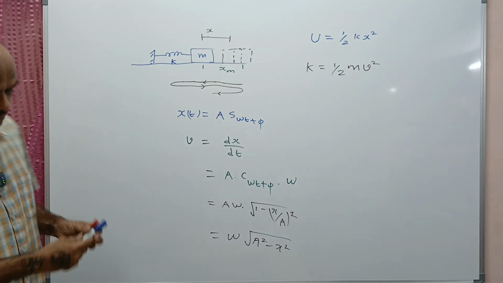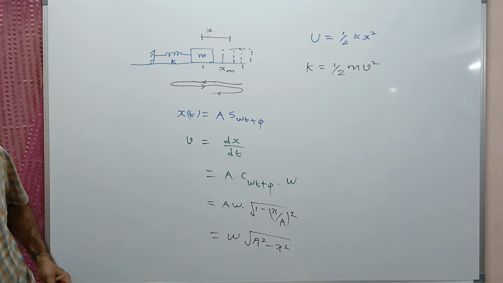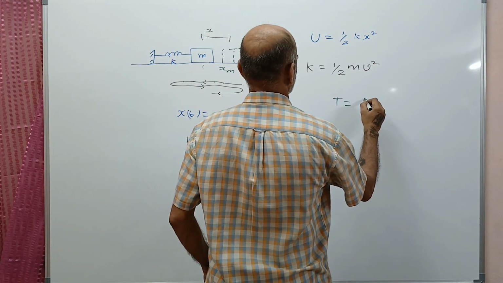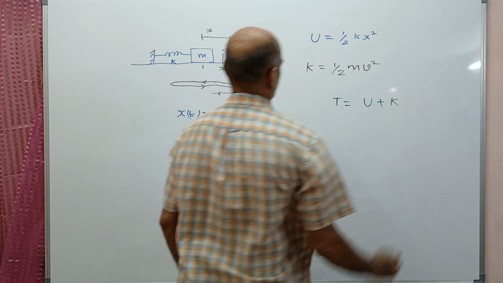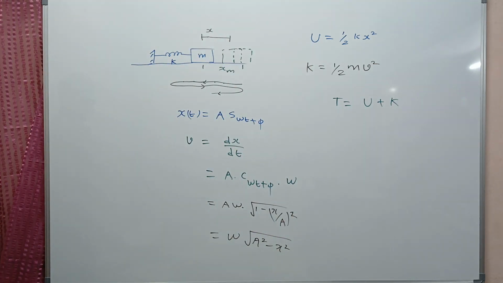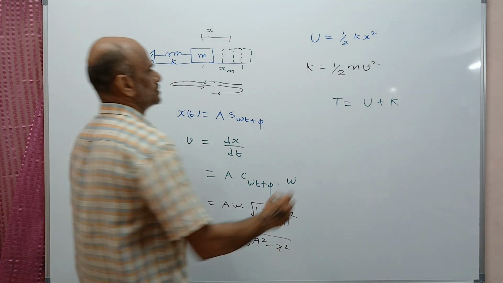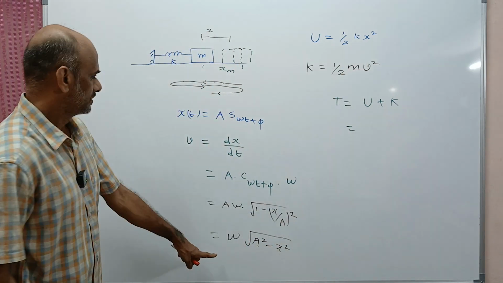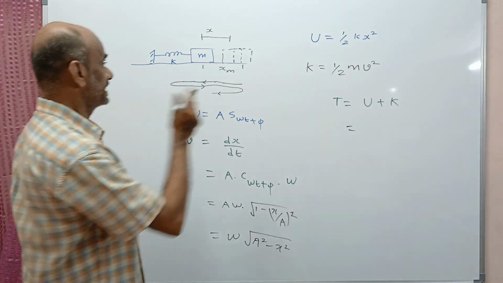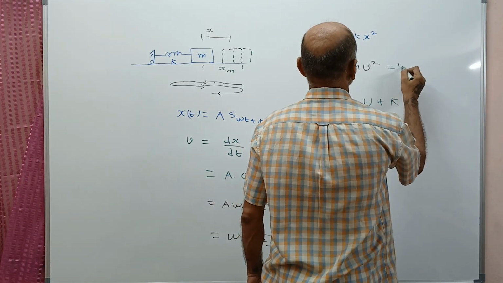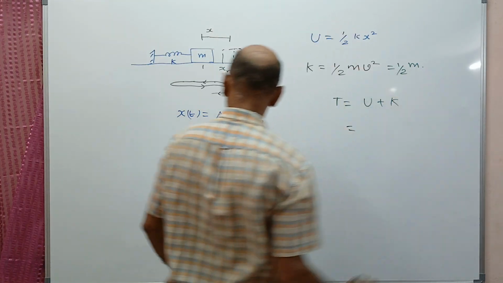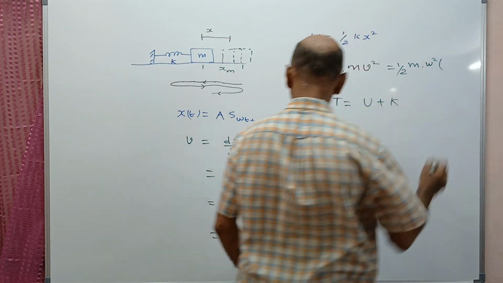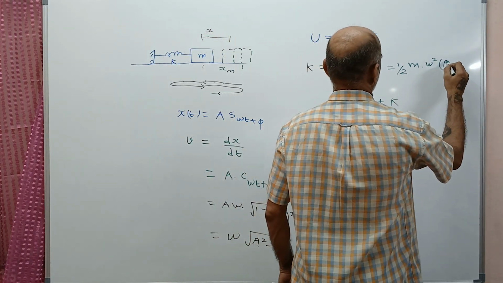So the sum of the energy, total energy, which is potential energy plus kinetic energy, that should be constant because there is no other form of energy and total energy is conserved. So half k x square plus half, okay, kinetic energy, we have to get the expression. So half m v square is from here. So omega square into a square minus x square.